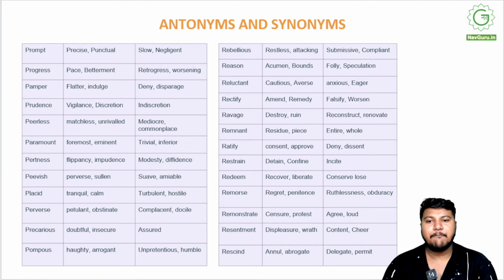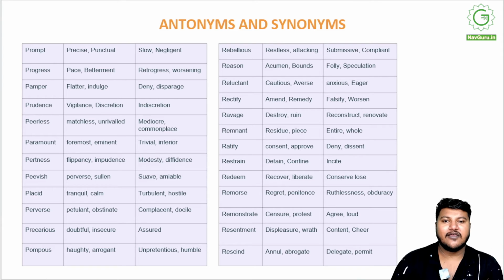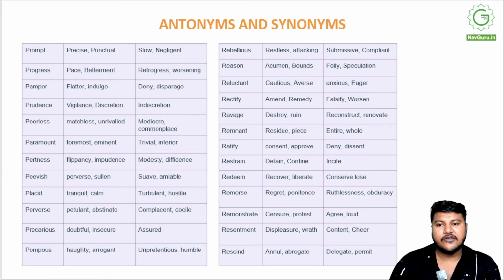Prompt, precise, punctual. Opposite is slow, negligent. Progress, pace, betterment, retrogress, worsening. Pamper, flatter, indulge, deny, disparage. Prudence, vigilance, discretion, indiscretion. Peerless, matchless, unrivaled, mediocre, commonplace, average.